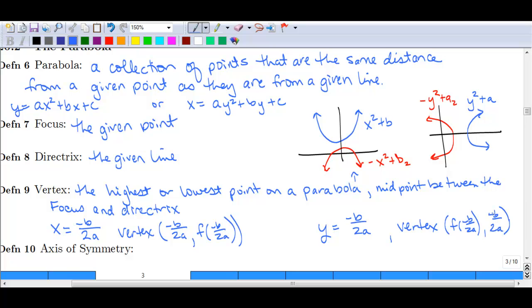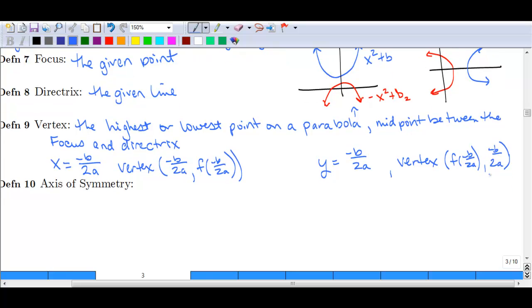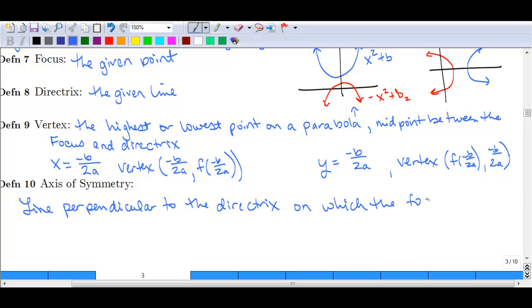So the last thing we want to talk about as far as describing a parabola is the axis of symmetry. And the axis of symmetry is the line about which the parabola is symmetric. This is the line perpendicular to the directrix, because again the directrix is a line on which the focus and vertex lie.